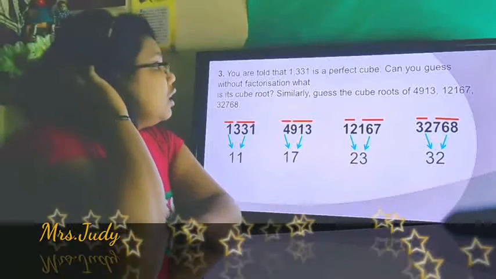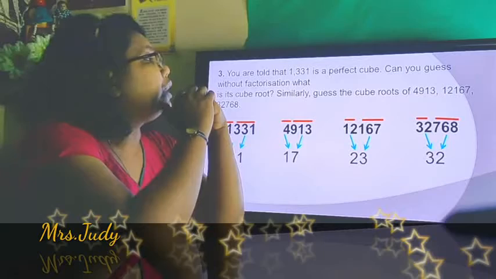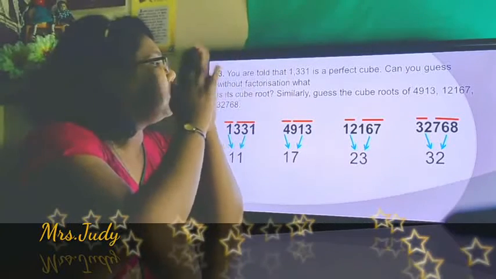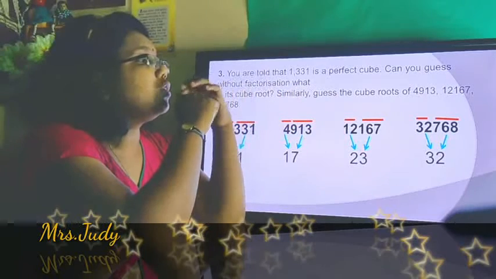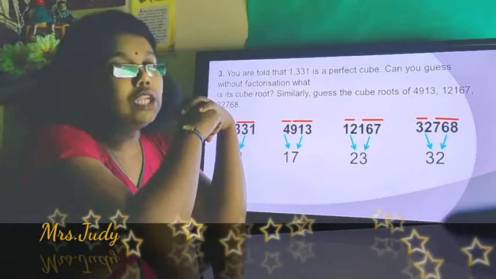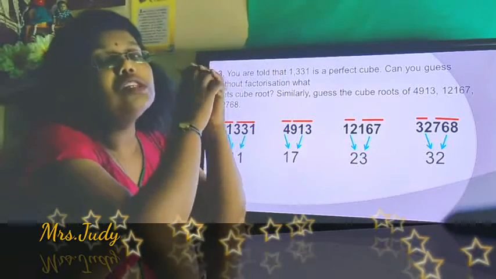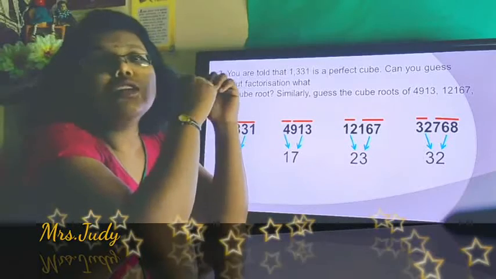Now here you are told that 1331 is a perfect cube. Can you guess, without factorization, what its cube root is? Similarly, guess the cube roots of 4913, 12167 and 32768. Now here we are going to use guesswork. How do we make the guess at the cube roots?